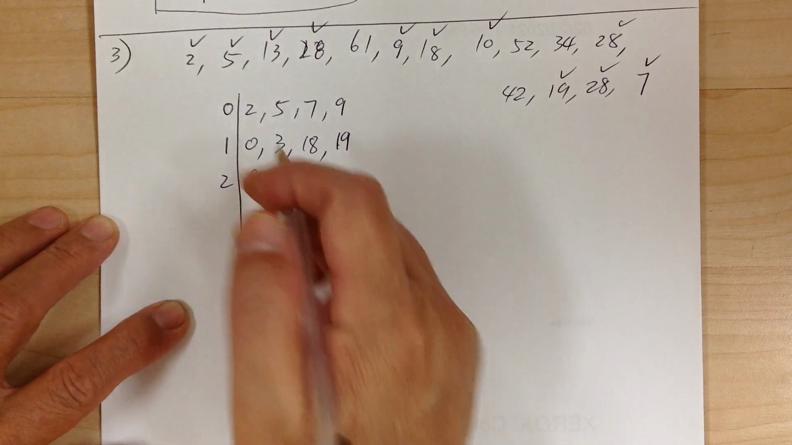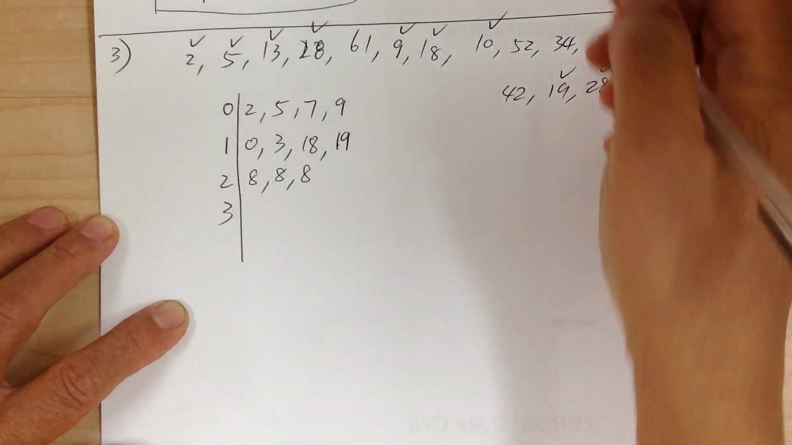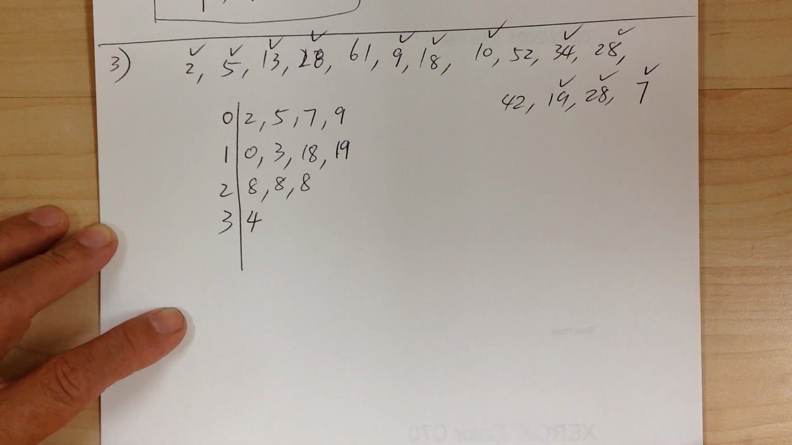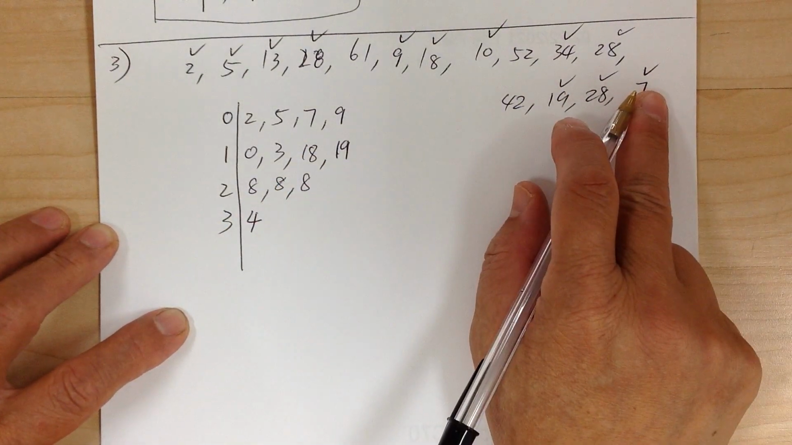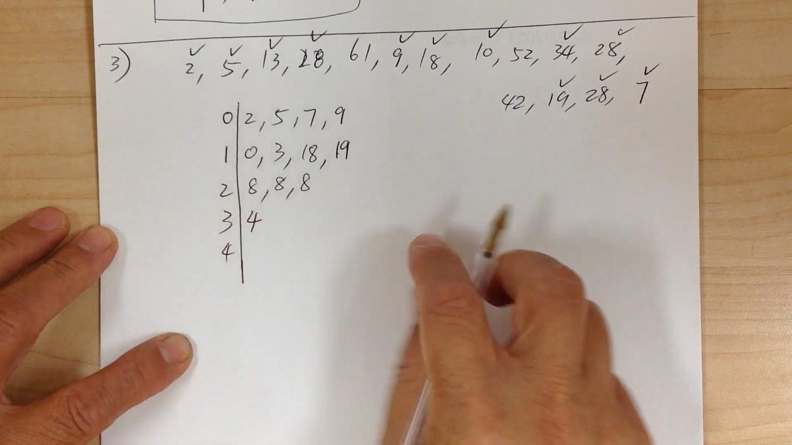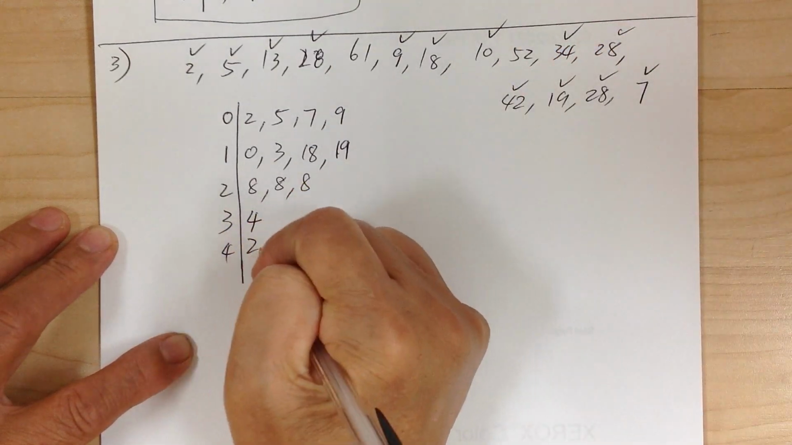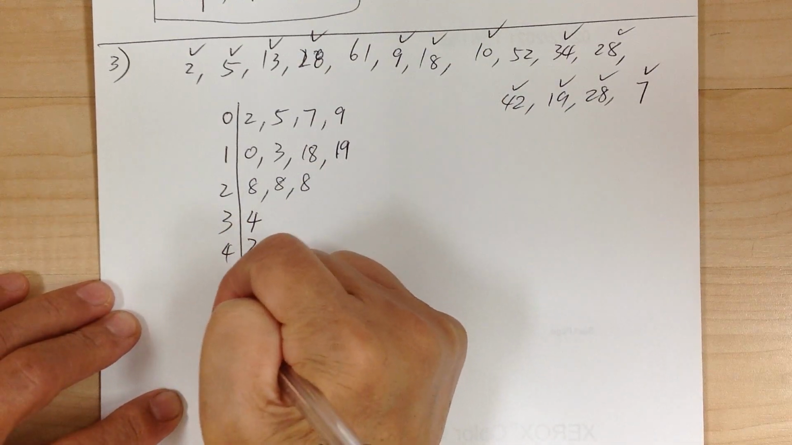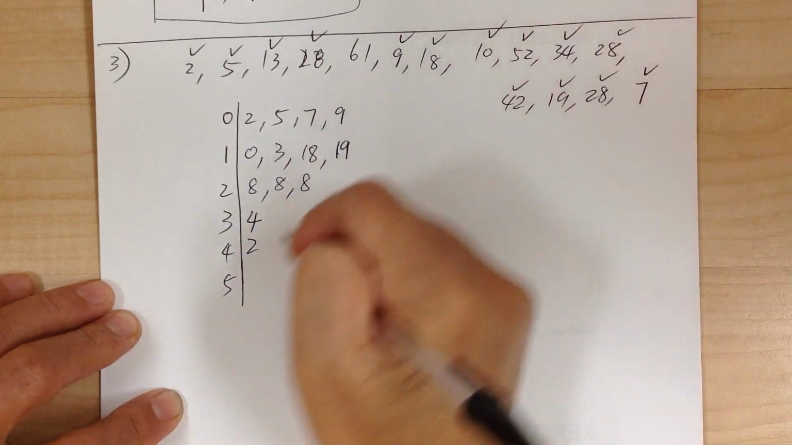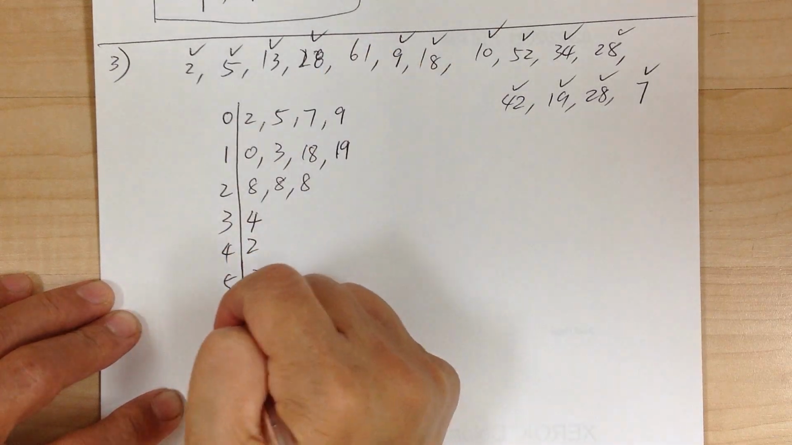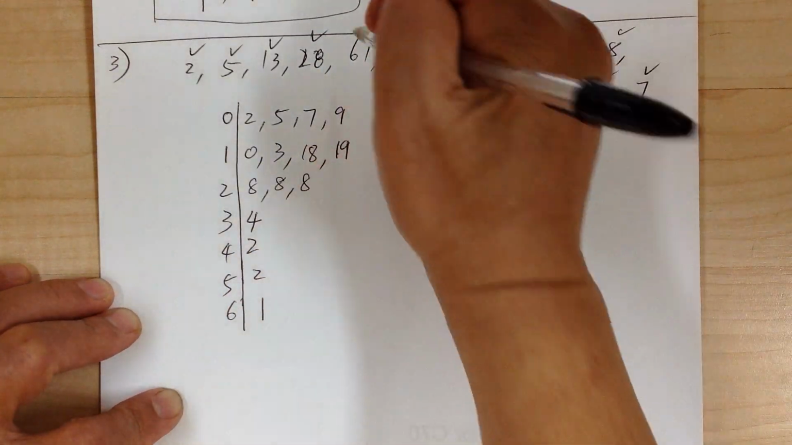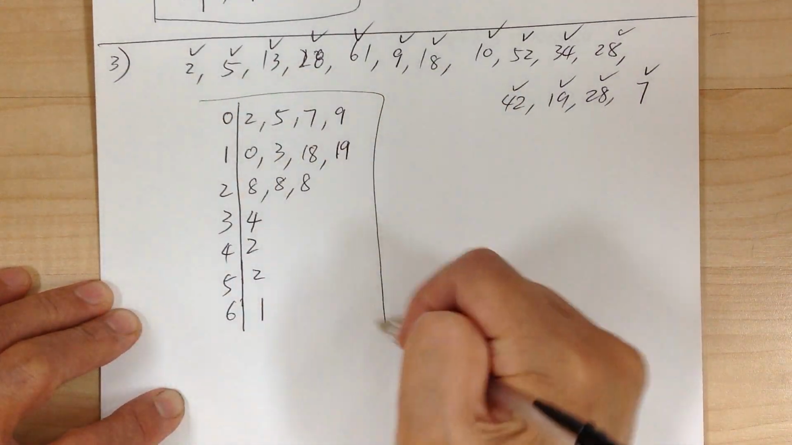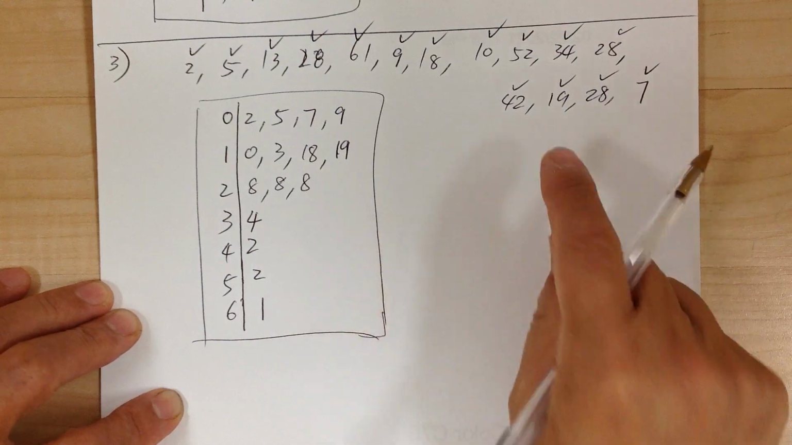Let's go to the 30s. There's one over here, 34, and that's it for the 30s. Then the 40s: 42 over here. Any more 40s? No. Then the 50s: 52 right over here. And the 60s: 61. That's all the numbers. This is your answer for the stem and leaf plot.